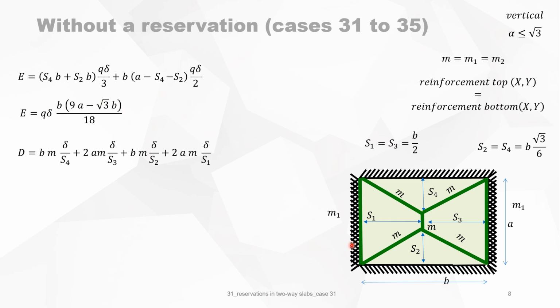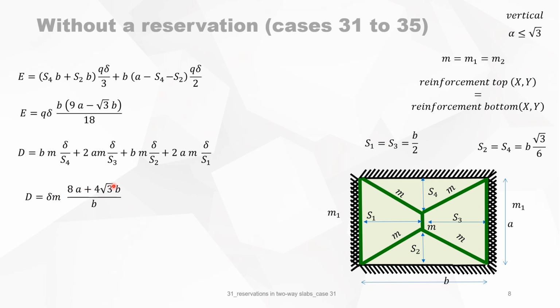The work done by the internal forces is the bending moment M projected on this axis of rotation, which means B times M divided by S4, because delta over S4 is the angle of rotation. On the bottom, we got M times B divided by S2. And on the side, we got M times A divided by S3. We got that 2 times. And on the other side, it's M times A divided by S1, and we got it also 2 times.